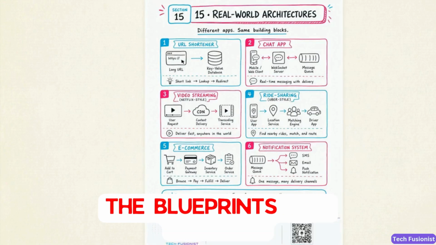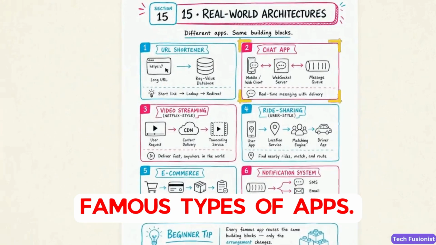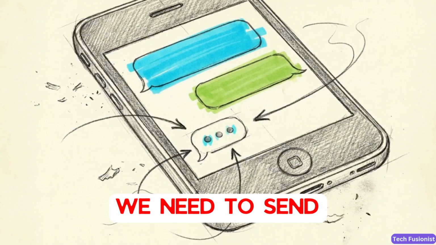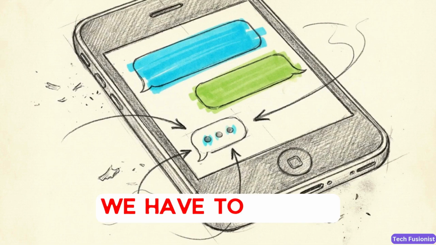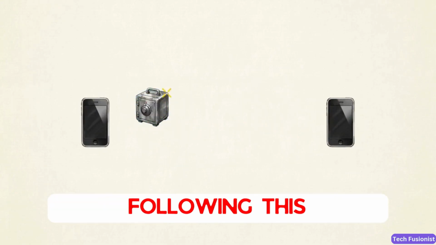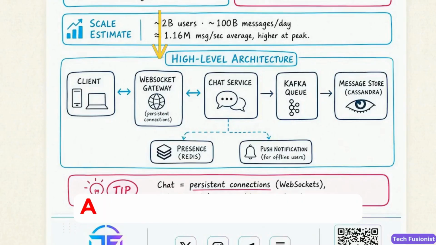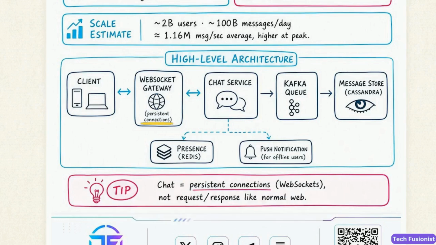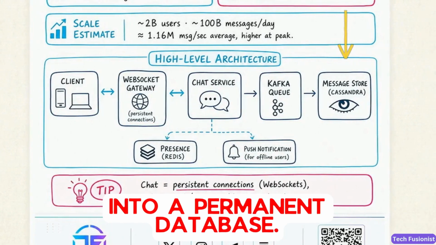This grid shows the blueprints for several famous types of apps. Let's look at number 2, a chat app. For a chat service, we need to send texts in real time, and we have to ensure no message is ever lost, even if the connection is spotty. Following this flowchart, we can trace the path. A text flows through a gateway, a digital entrance that keeps a steady line open to the user, then moves into a queue, and is finally saved into a permanent database.